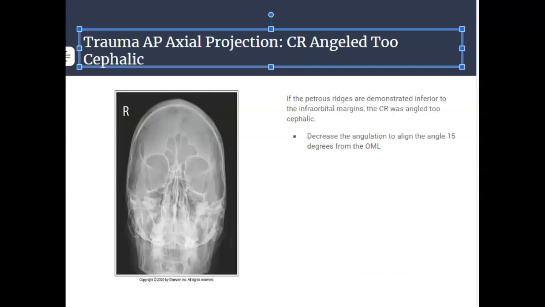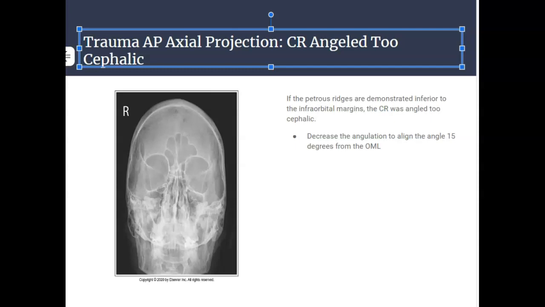So I wanted to throw this in here. This is a trauma projection. Typically you're going to do it AP and probably laying flat in the bed. When you take an AP axial projection, instead of using a 15-degree caudal angle, you're going to reverse the angle to 15 degrees cephalic. However, in this projection, we do have an angulation issue because the cephalic angle was too high. And in this case, that placed our petrous ridges inferior to the infraorbital margins.